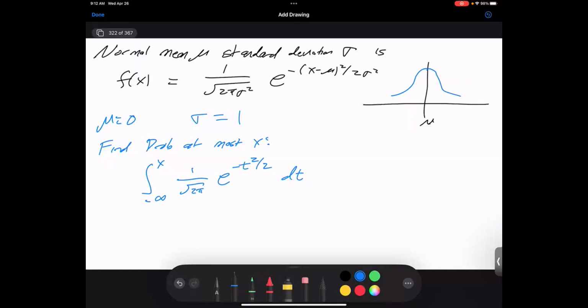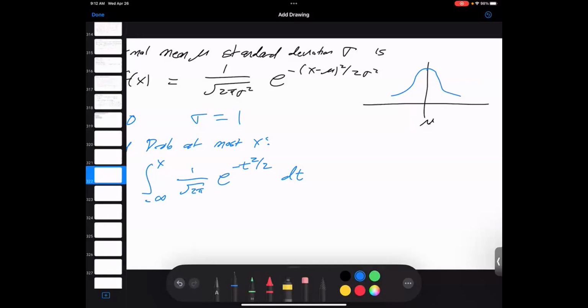Any formulas for the exponential of a number? Any way to calculate the exponential of a number? Yeah, the Taylor series. Why don't we just put that in?